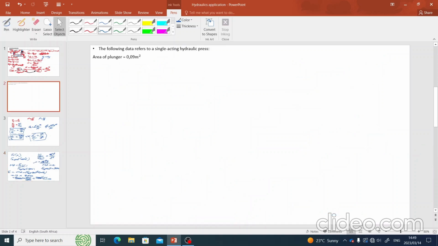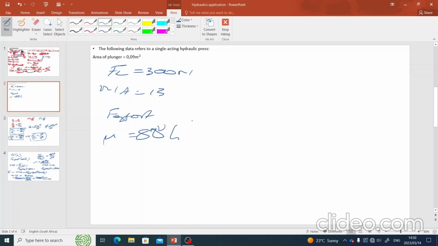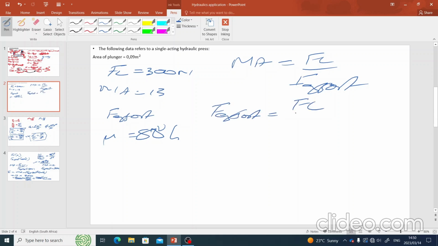80%. Now let's say you are given the FL. It is 300 newtons. MA is 13. Then they want you to calculate the F effort, and you are given the efficiency, it is 80%. Now, when you calculate the F effort, it will be MA equals FL over F effort. Then our F effort would be FL over MA.